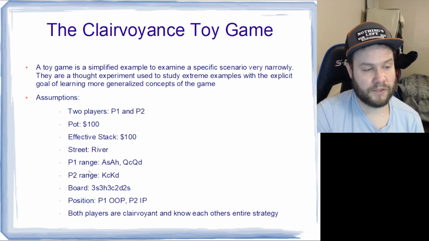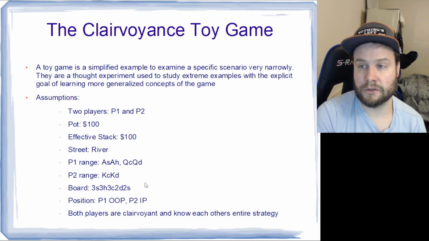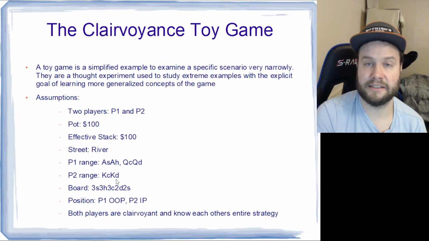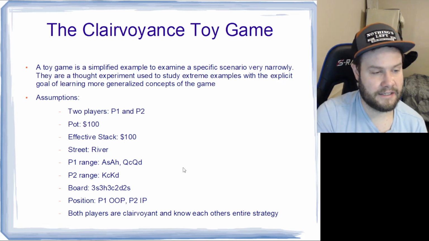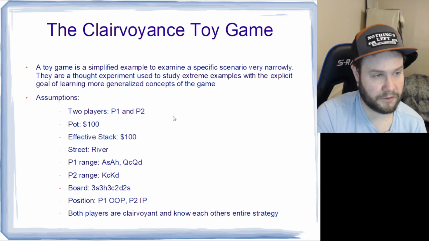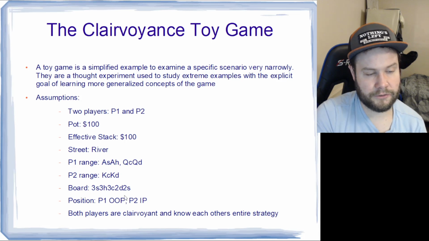Player 1 has a range of ace-ace or queen-queen, and that is it. That is their entire range. But it's even worse for player 2. Their entire range is king only. That's it. This is their entire range. So that is one of our simplifications. Remember, we're going with a very simplified example. This is our board: 3 3 3 deuce deuce.